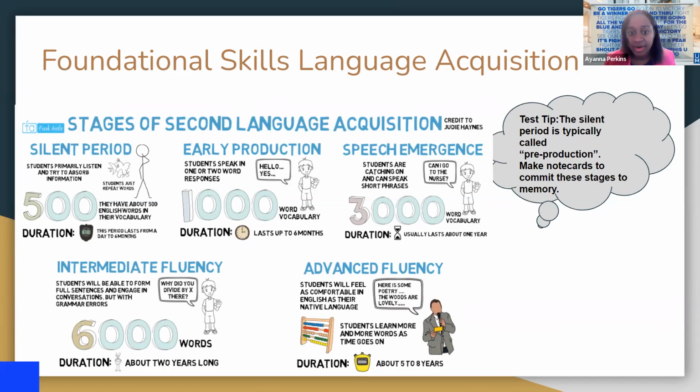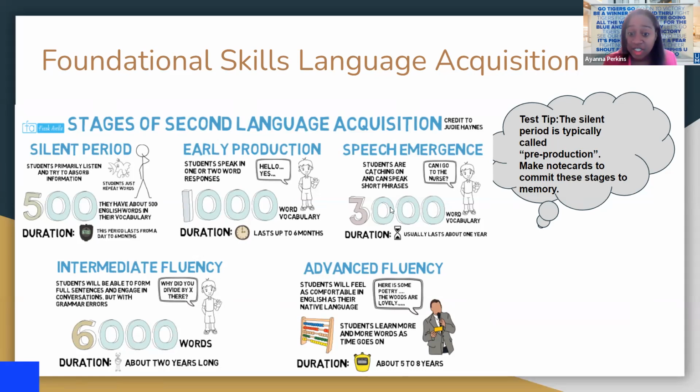So what you want to do here is to really capture and understand what happens during different stages so you can apply that knowledge to different questions, all right? So we have a silent period, and that's the period where students really are just listening. They're sitting, they're listening, they're absorbing information, and they usually have about 500 English words in their vocabulary. Then we have early production. This is where students are able to speak in 1 or 2 word responses, and they have a little example here for hello or yes. They're able to respond appropriately there.